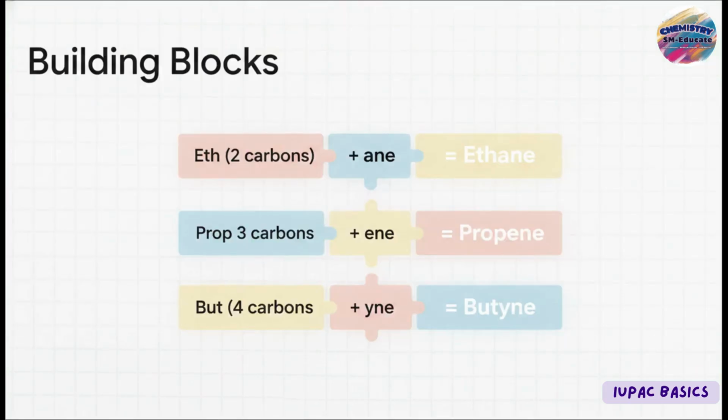Now, what's really interesting here is the clear, unbreakable pattern that emerges no matter how many carbons or what type of bonds we have. 2 carbons and single bonds, eth plus ane gives you ethane. 3 carbons and a double bond, prop plus ene gives you propene. 4 carbons and a triple bond, but plus yne makes butyne. Once you know the prefixes and the suffixes, you literally just lock them together like Lego building blocks.